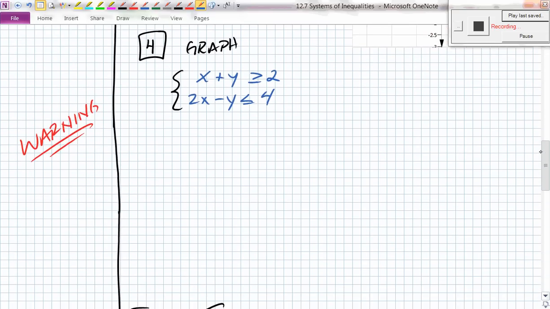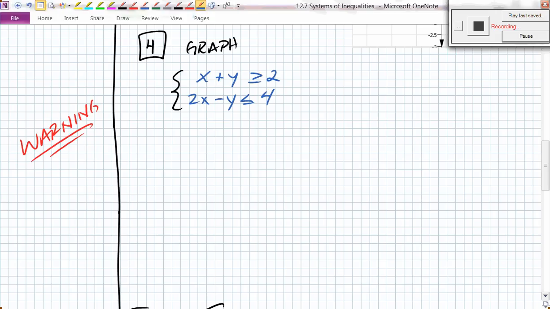All right, here we go. Now, whenever you graph two or more things together, I've got two or more things being graphed together. So what do we call that? There's a name for that. What's it called? A system. Very good. Yep.